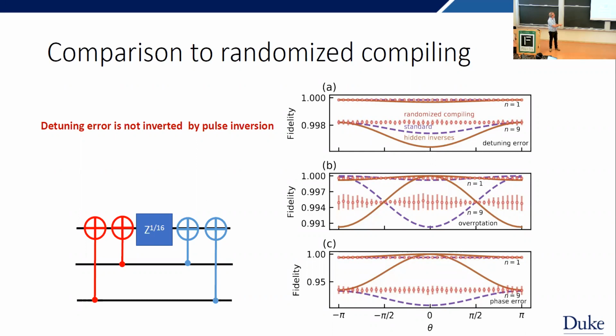On the other hand, if I have a detuning error, that is actually not going to invert when I invert my pulse, because I don't realize I have that error. And in that case, randomized compiling is much better than trying to do these hidden inverse type of operations, right?